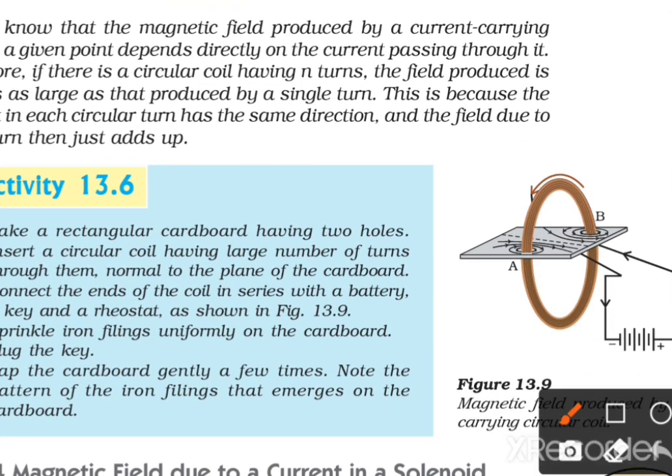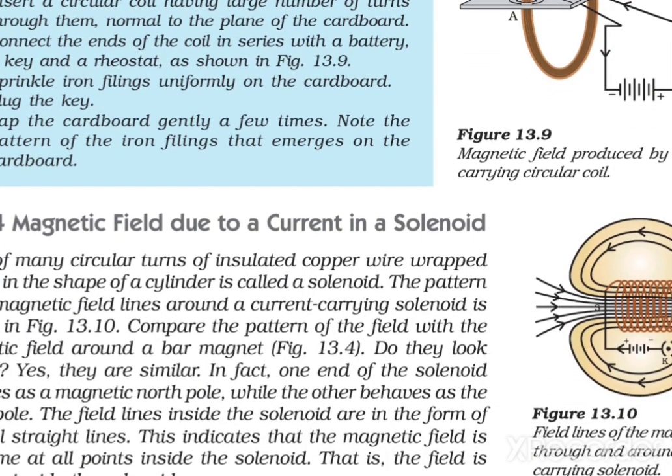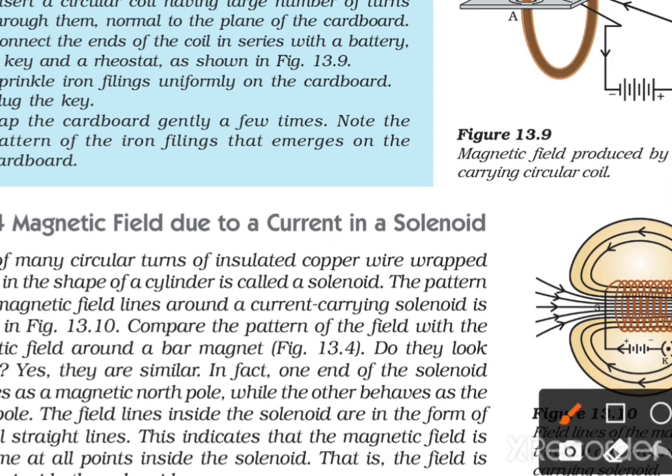And this activity I explained. You have to read it, then you will understand. The next topic, 13.2.4, magnetic field due to a current in a solenoid. So this is the definition of a solenoid. A coil of many circular turns of insulated copper wire wrapped closely in the shape of a cylinder is called a solenoid.